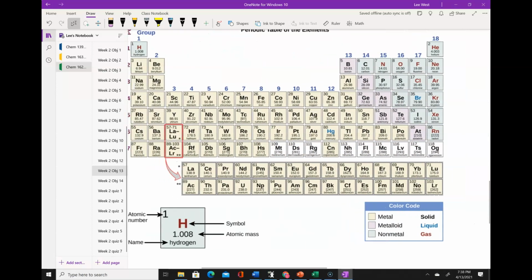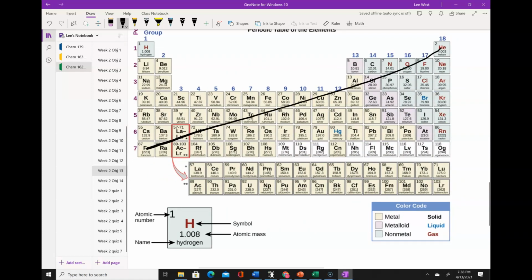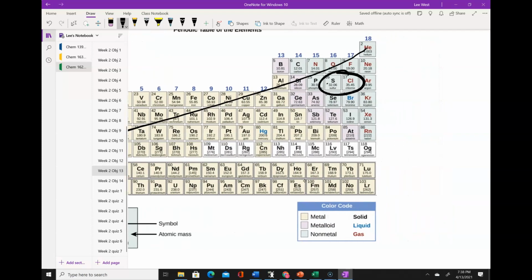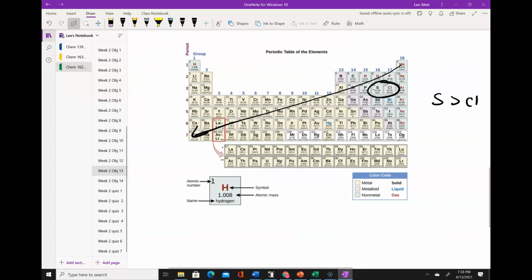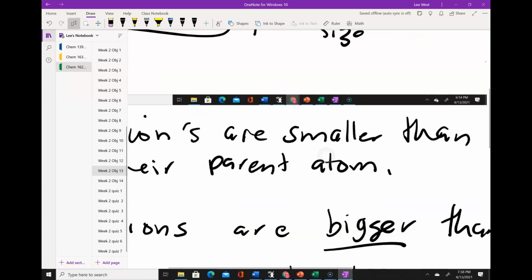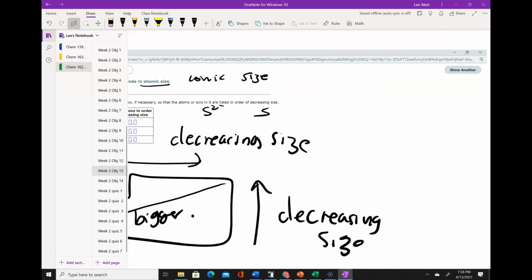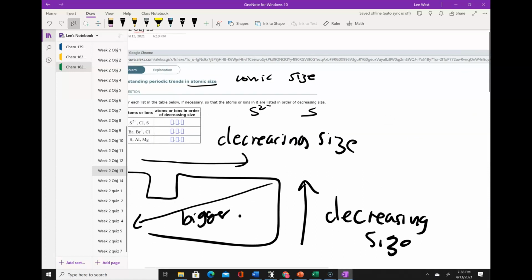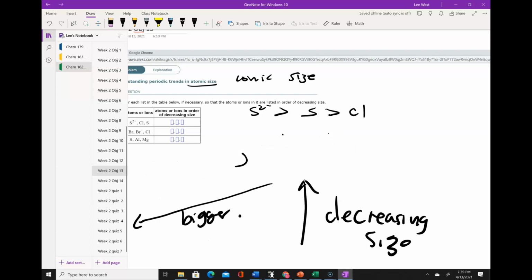So they get bigger as we go that way. So we've got sulfur and chlorine. Sulfur is going to be bigger than chlorine because sulfur lies further to the left. So sulfur is bigger than chlorine. We want these in order of decreasing size. Sulfide is bigger than sulfur, which is bigger than chlorine. Okay. All right. Let's have a look at the next one.